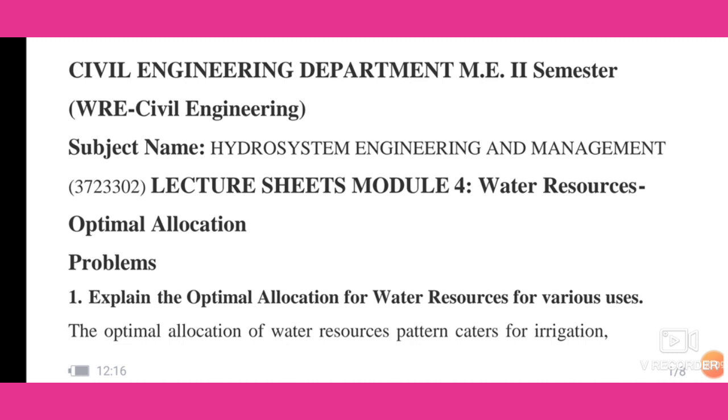Hydrosystem engineering and management constitutes various mathematical and computational methods which are employed to study the problems of water resources in various fields of hydrology, hydraulics, and water resources, using mathematical methods such as linear methods, simplex methods, other advanced mathematical methods, and computing techniques as well. So this module is dedicated to water resources optimal allocation, in which various case studies by different researchers will be studied in detail.